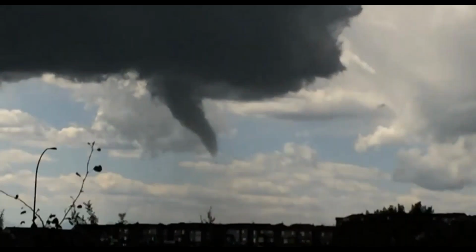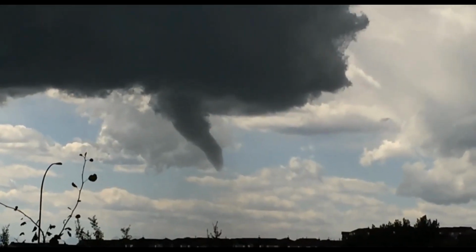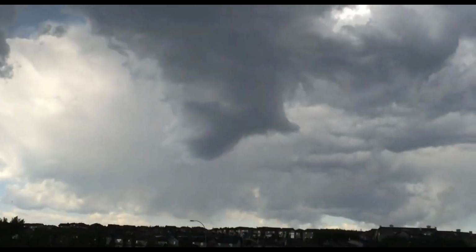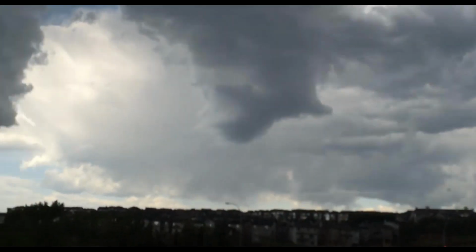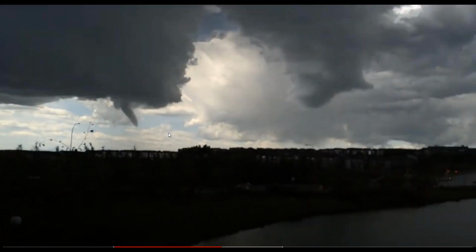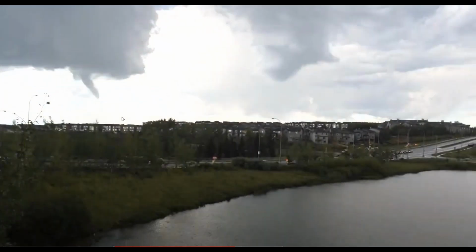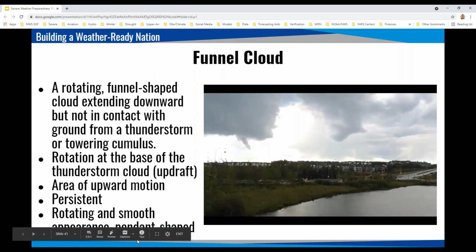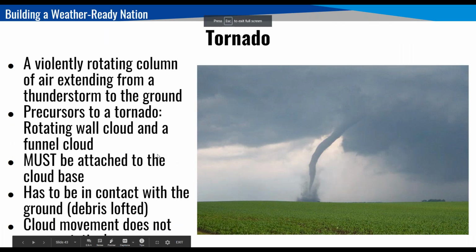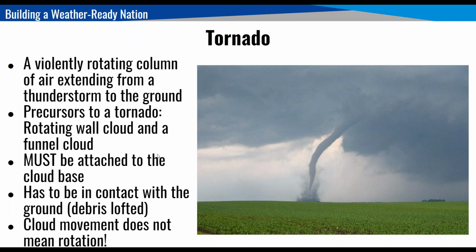You can see how that is attached to the base of the thunderstorm. And continues to rotate, but it's not in contact with the ground quite yet. Lastly, that leads us to tornadoes. Here's a picture on the right-hand side of a tornado running across the plains region. A tornado is defined by a violently rotating column of air extending from a thunderstorm to the ground.